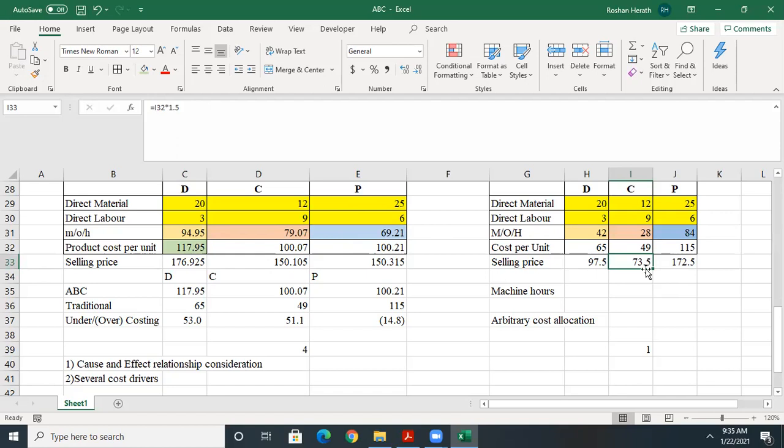On the other hand, when it comes to product P, you may be selling them at 172.5. But that may be a kind of overpricing. So you should have sold them at this price.